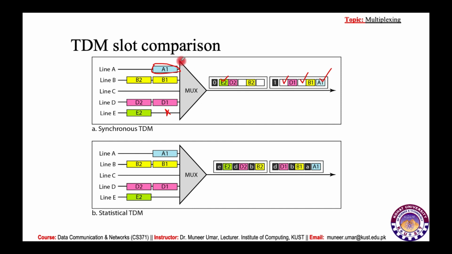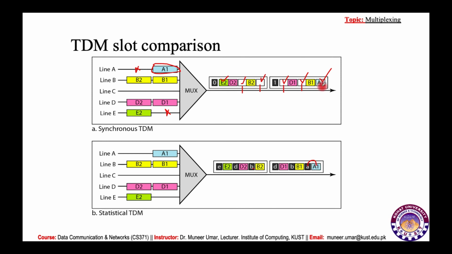A is not sending something, so this one is empty. Now similarly for C, this one is empty. So these slots are wasted in synchronous time division multiplexing. Now if you look into the statistical time division multiplexing, here we don't have any empty slot, but there is one additional thing that identifies the generator of the slot or the owner of the slot.